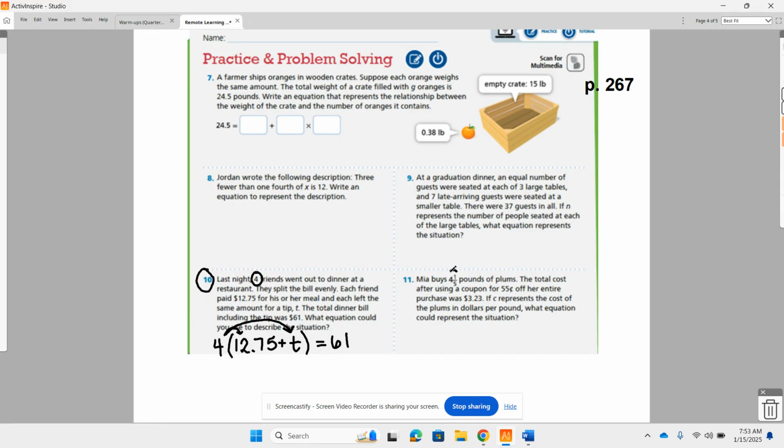All right, she bought 4 1/5 pounds of plums. So C is how much it costs per pound. So we would need to multiply 4 1/5 times C. Remember, we got a 55 cents off coupon of the purchase, so that means we get to take away, be careful here, 55 cents needs a decimal, and then her total was $3.23. Okay, see if you might be able to figure out what C is equal to.